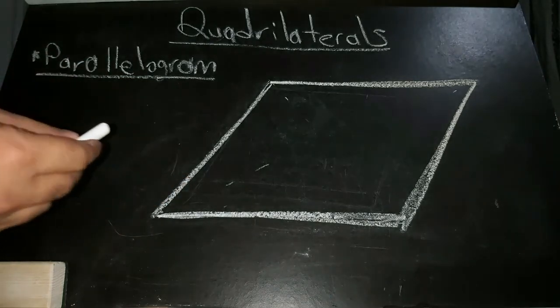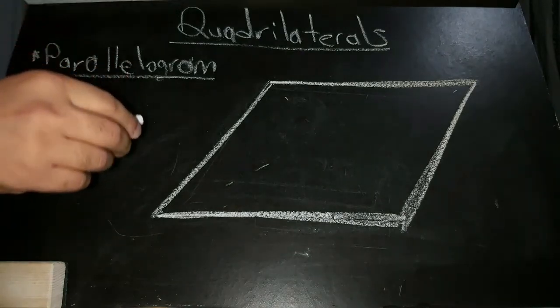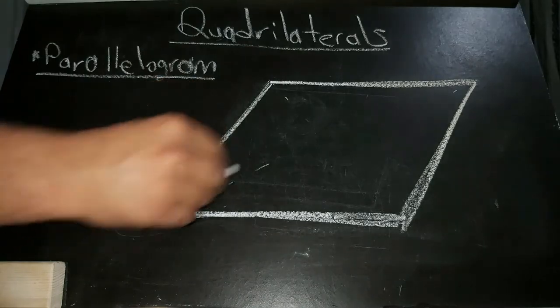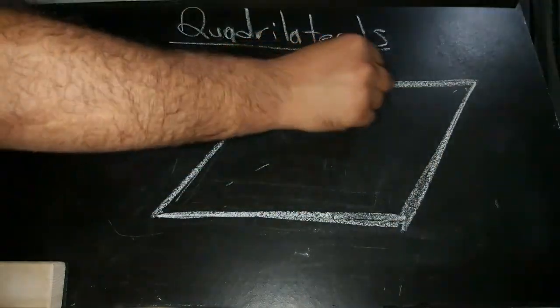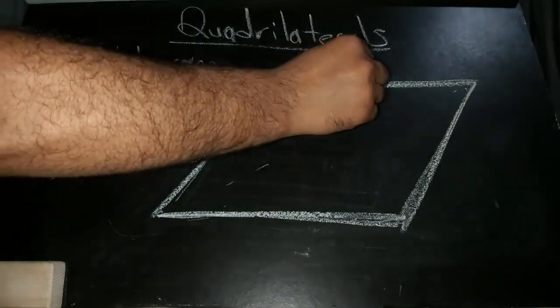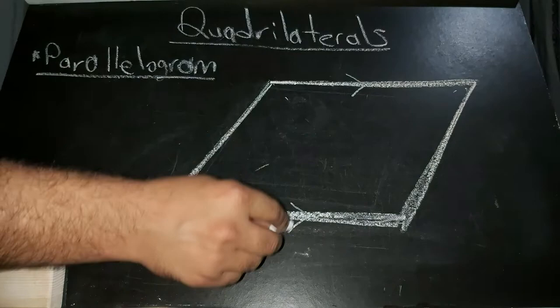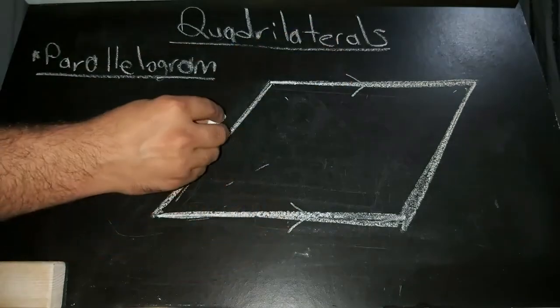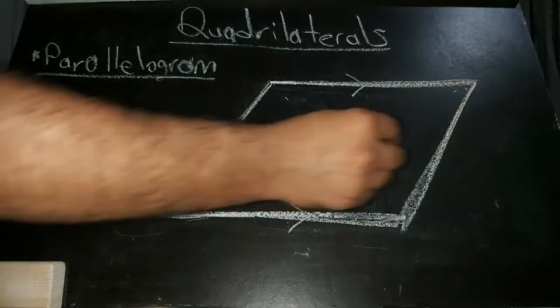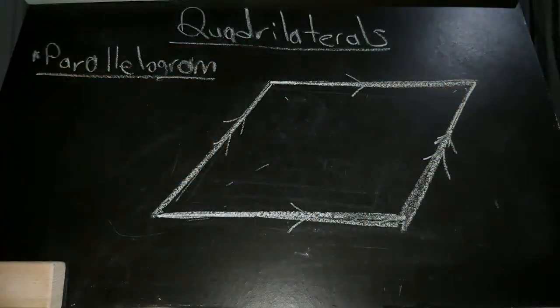Okay. So now the first property for a parallelogram is that opposite sides are parallel to each other. We show parallel by arrows. See, one arrow means this and this are parallel to each other. I'm going to put two arrows there, and these sides are parallel to each other.